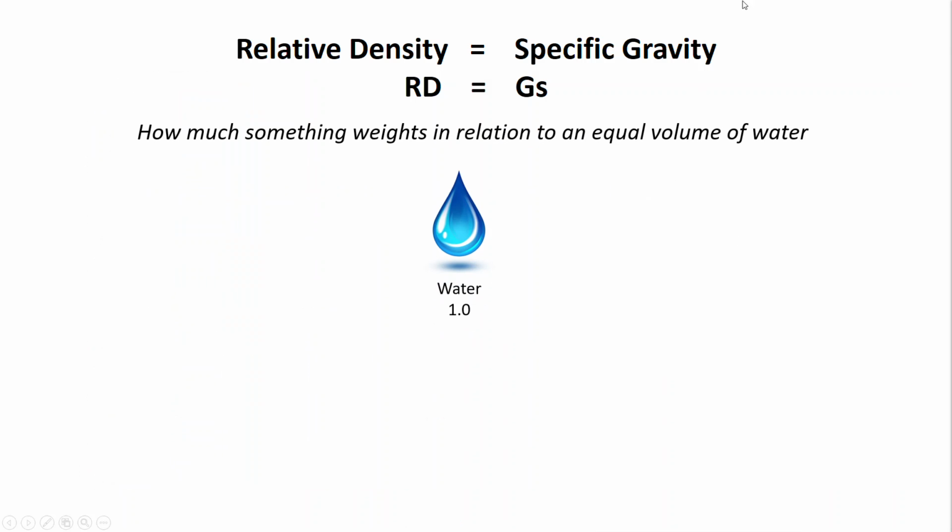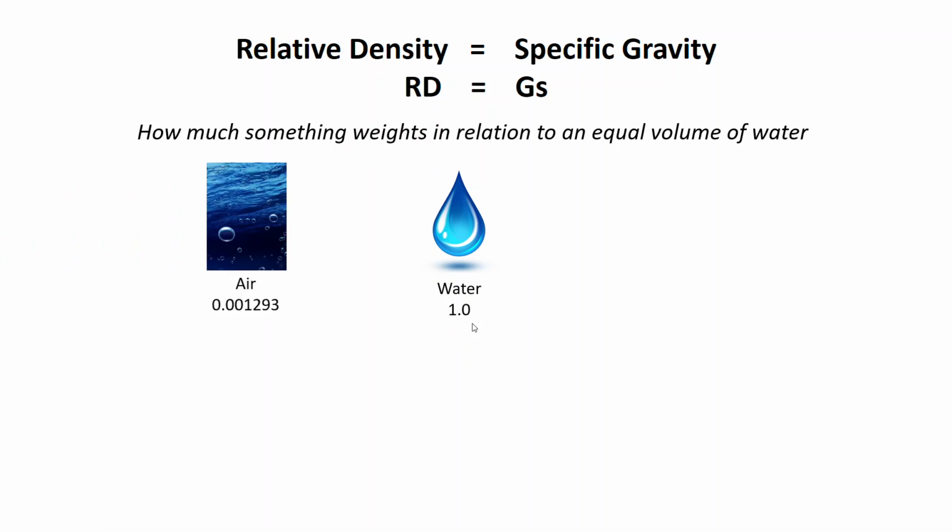And if you remember what that was, it's how much something weighs in relation to an equal volume of water. I misspelled waves there. I apologize for that. So water, by definition, has to have a relative density of 1.0. Water compared to itself is 1. So we can look at things both lighter and heavier, smaller relative densities and heavier relative densities.